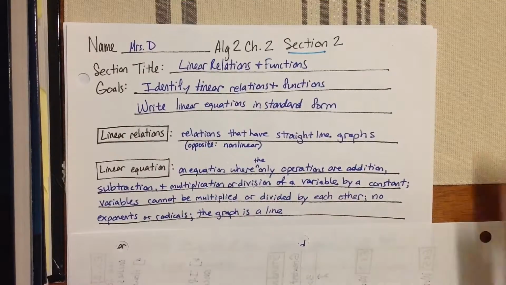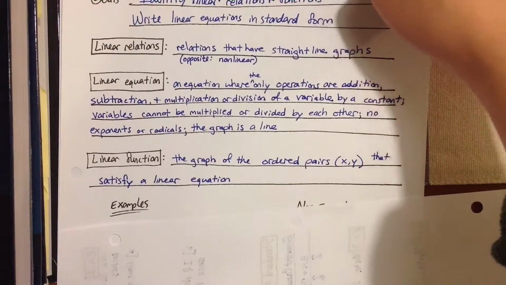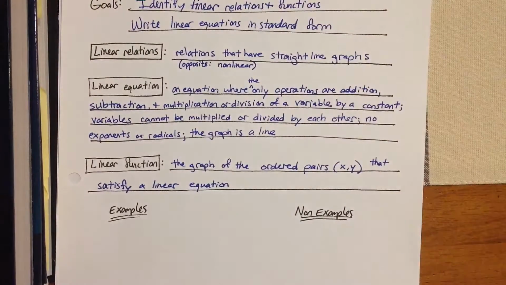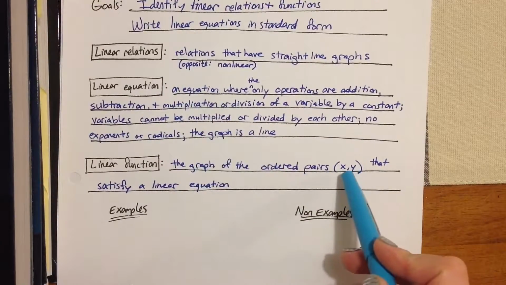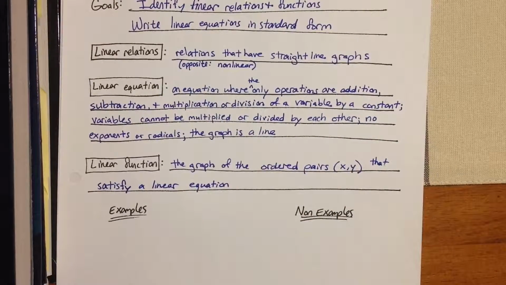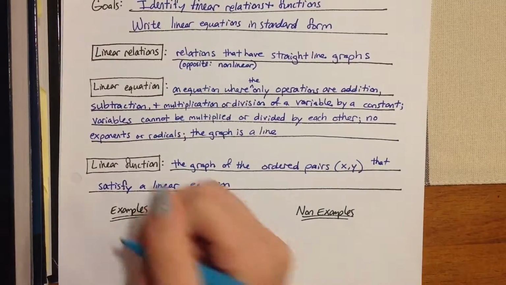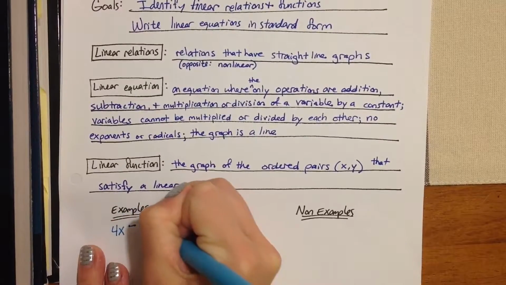So, some examples and non-examples of what that looks like, because just seeing that definition might not be enough for you to understand really what's going on there. And real quick, a linear function is the graph of the ordered pairs x and y that satisfy a linear equation. So if you can get x and y ordered pairs that satisfy this equation, you are good to go. So, like I said, examples and non-examples.